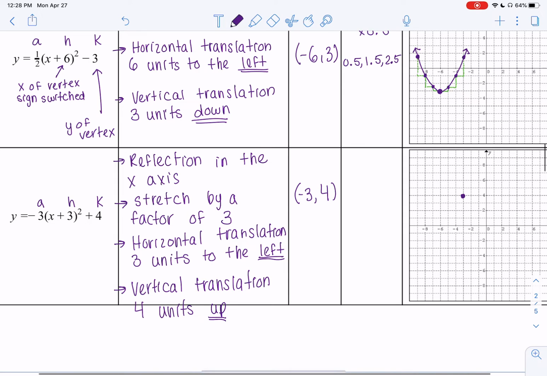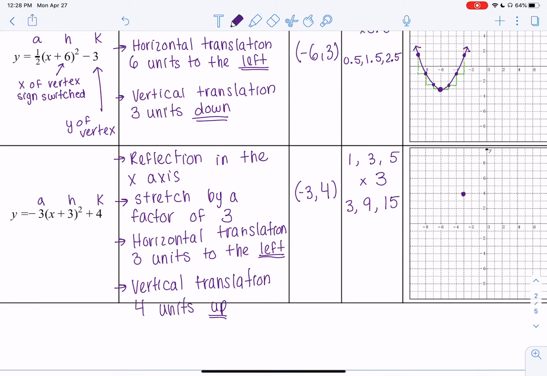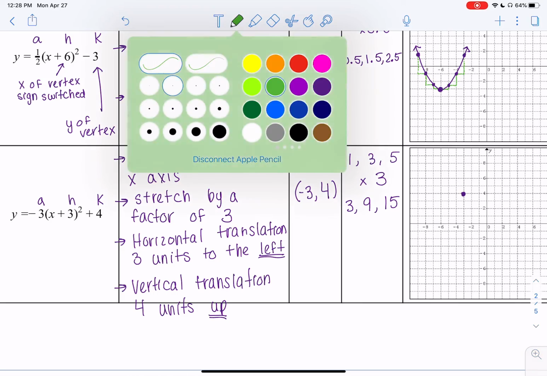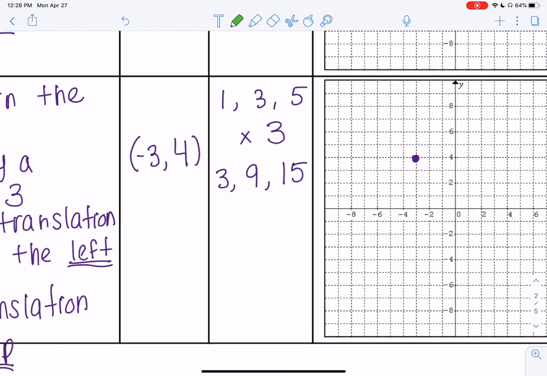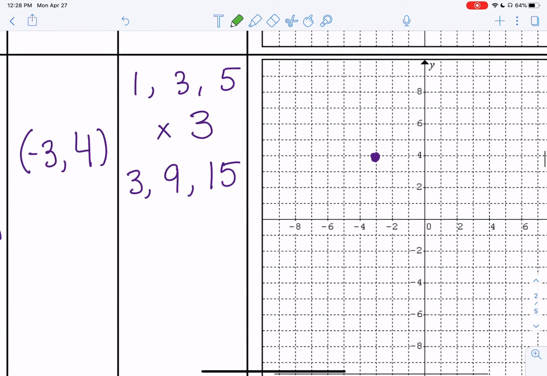Remember, we always take our old step pattern from our basic parabola, and we multiply it by whatever our A value is. In this case, our A value is 3. So 1 times 3 is going to give me 3, 3 times 3 is going to give me 9, and 5 times 3 is going to give me 15. We definitely won't be able to fit all of these on the graph, but we'll just do our best to get as many points in as we can. Again, we're going to use that step pattern to find the rest of our points.